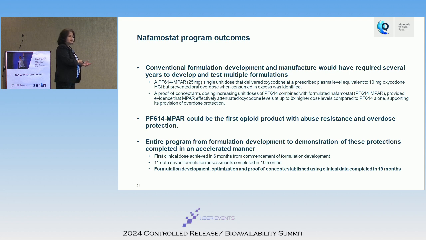So you can see the speed at which a program could be conducted once you have a clear idea of what question you are trying to ask. What is the question about the drug product, and what are you asking in the clinic to answer for you? So this PF614, the prodrug, and the abuse resistance multiple pill could be the first opioid product which has the abuse resistance and overdose protection.